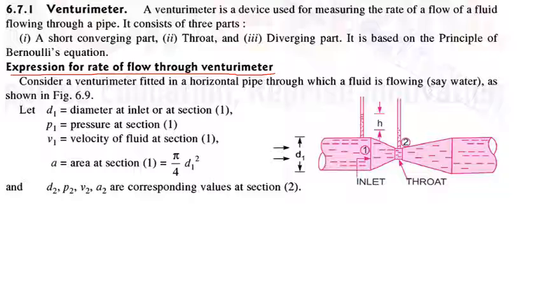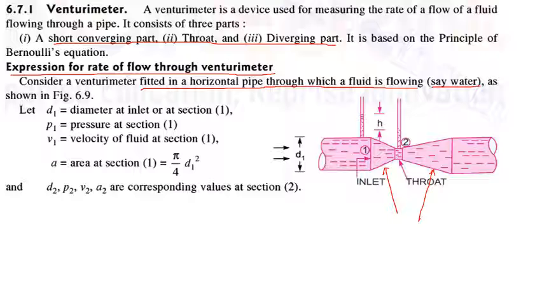So in the figure you can see a Venturimeter which is fitted in a horizontal pipe through which a fluid is flowing, say water. Here you see the pipe, the Venturimeter is connected here. So we said that the Venturimeter has three parts, a short converging part, a throat and a diverging part. Converging means coming together and diverging means going in different directions. So this part is the converging part, this part is the diverging part, and this is the throat.